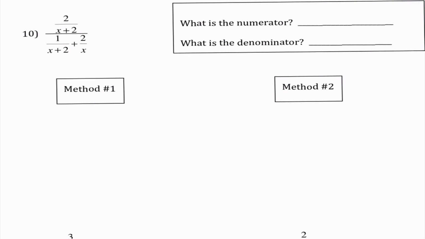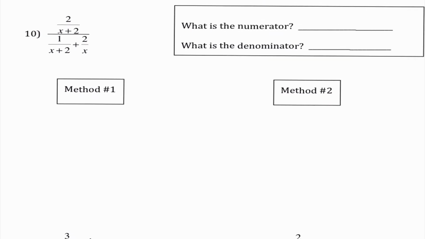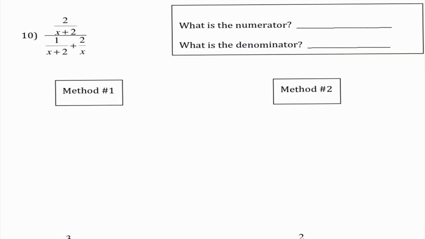look like. Okay, and the first thing I want to talk about is what is the numerator, what is the denominator? Our numerator here is going to be 2 over x plus 2, and my denominator is 1 over x plus 2 plus 2 over x. Okay, so my numerator is up here, my denominator is down here. And we're going to learn two methods to go ahead and simplify this.